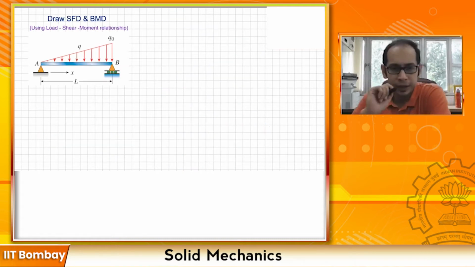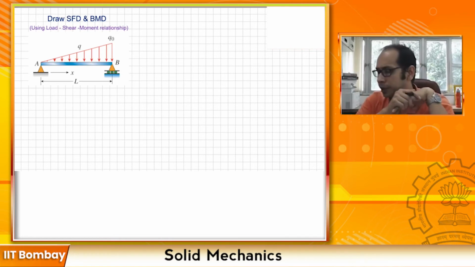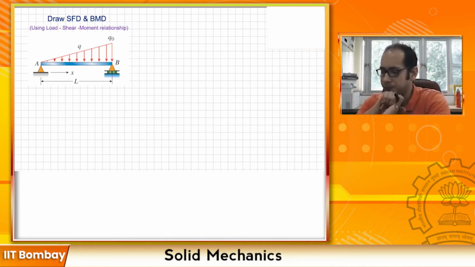This is the next example problem where you have a triangular loading as you had before, but now it's simply supported. Both the ends are simply supported. So we will see how the bending moment diagram and the shear force diagram vary. Now, just from the looks of it, can you tell whether the bending moment will be negative or positive?